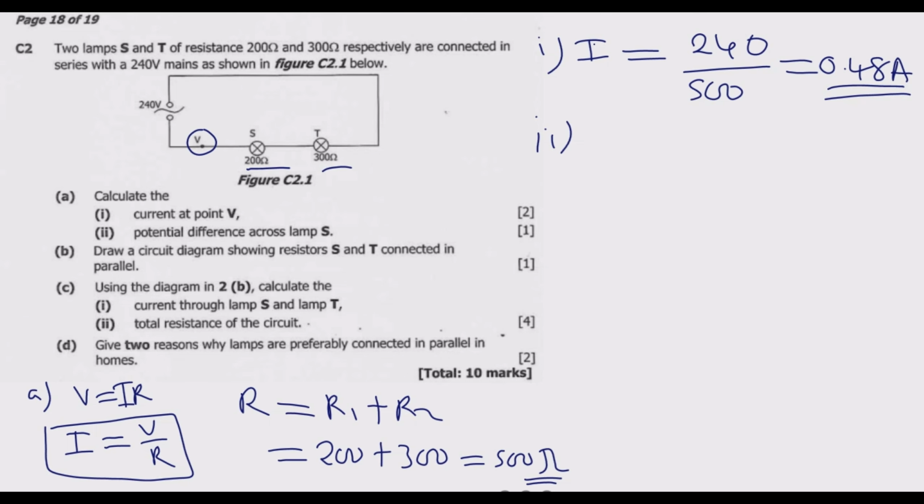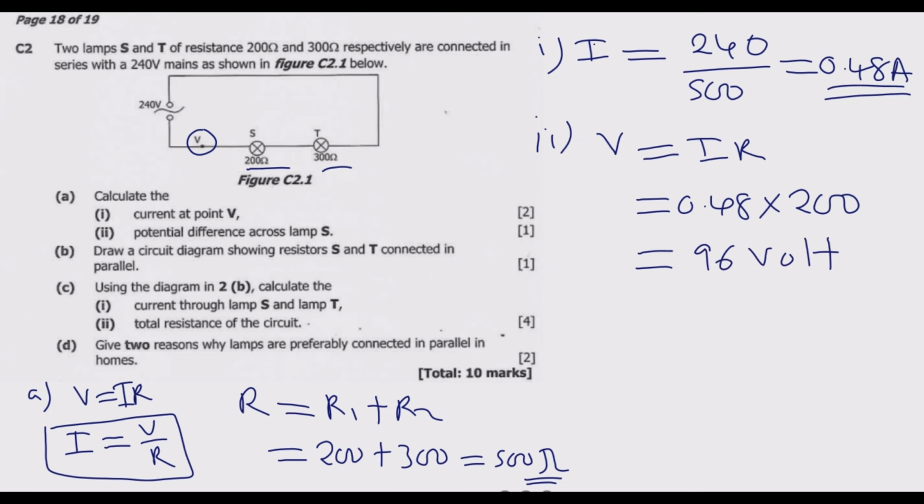So we need to find the potential difference across lamp S. Across lamp S, we know that potential difference, which is voltage, is equal to current times resistance. So our current is 0.48 multiplied by the resistance, which is 200 ohms. When we multiply these two, we end up with 96 volts out of the 240 volts. So that's the potential difference across lamp S. We move to question B.